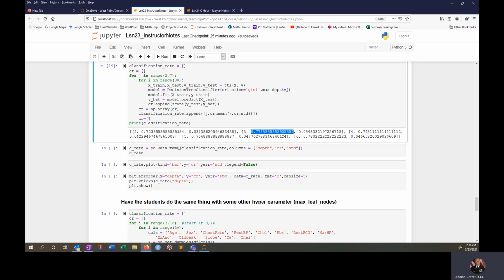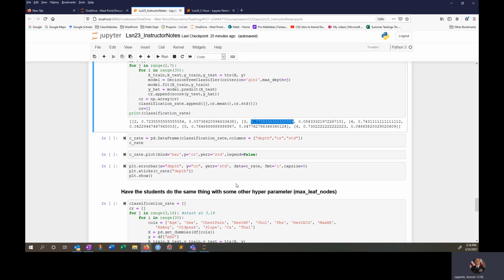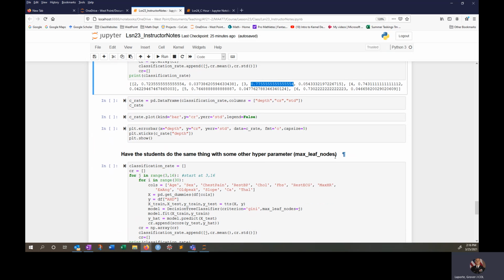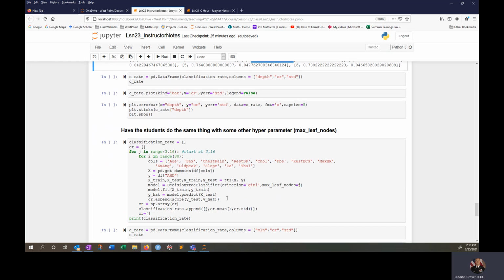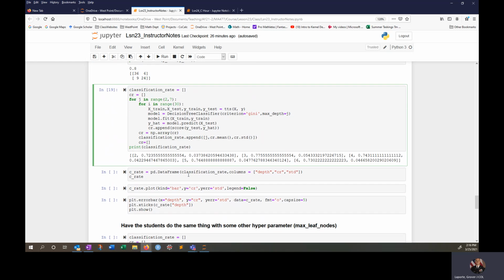You want to say, okay, what are my hyperparameters? And this is called a hyperparameter, this max depth. And you could have chosen a max leaf node as well. I think in class I was going to ask them to do the same thing with max leaf nodes, but I don't think we got to it in either one of the classes because we got kicked out because of the drill that we were doing.